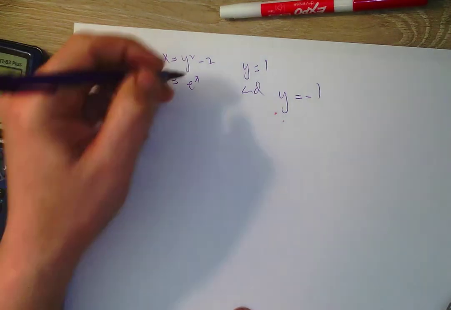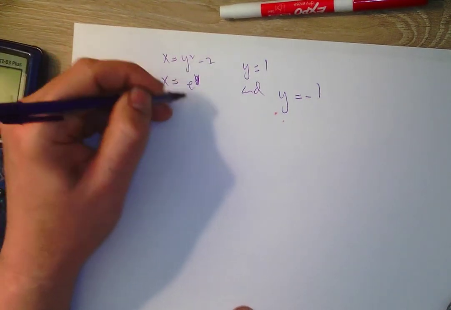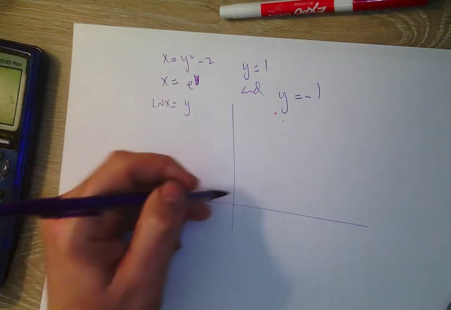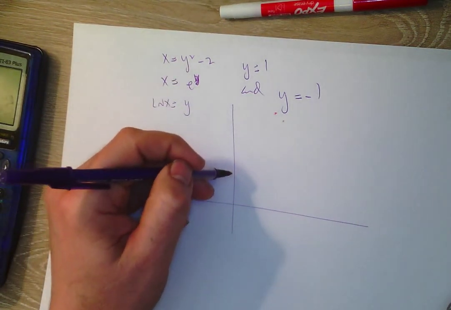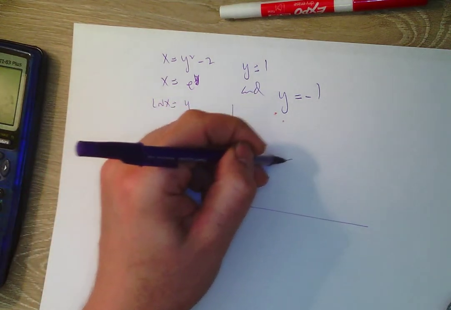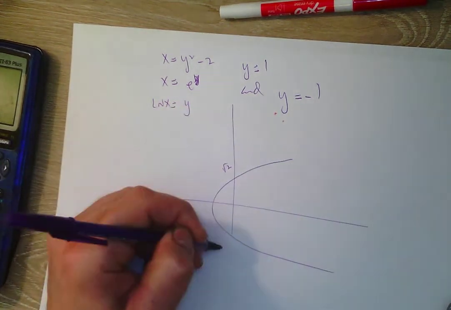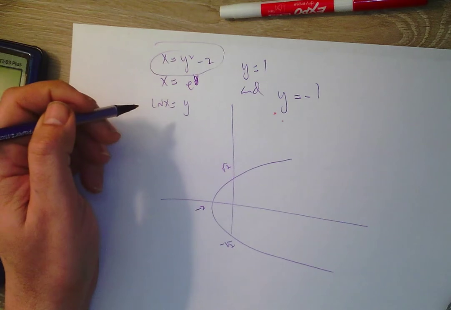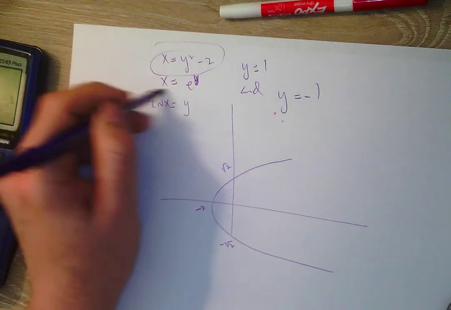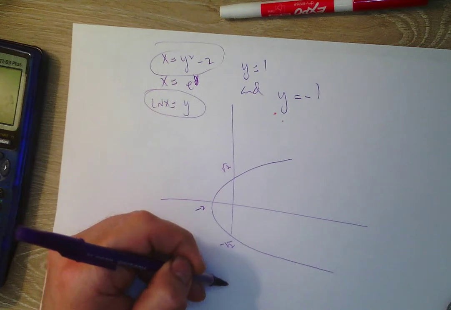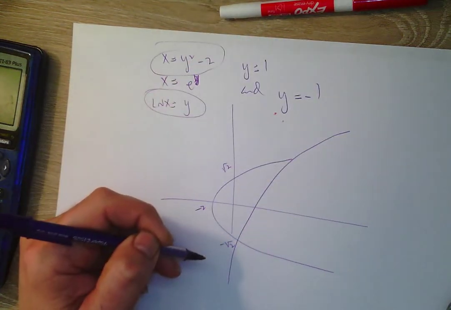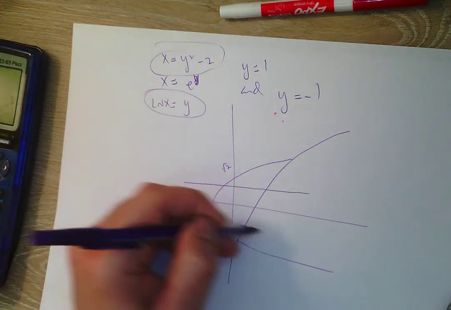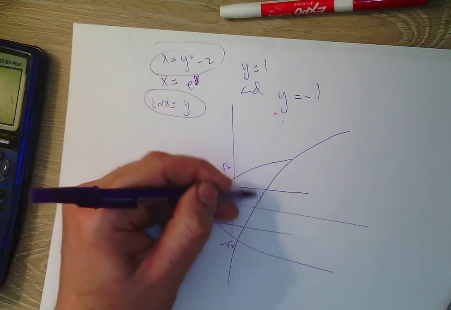I'm sorry, that says x equals e to the y, or you know that as y equals ln of x. So if I graph this situation, I've got this parabola with root 2, negative root 2, and negative 2. That's x equals y squared minus 2. And now we've got our ln of x graph. That's this one. And then we've got the lines y equals 1 and y equals negative 1. And so we're looking for this region.